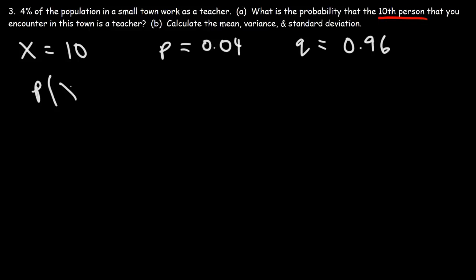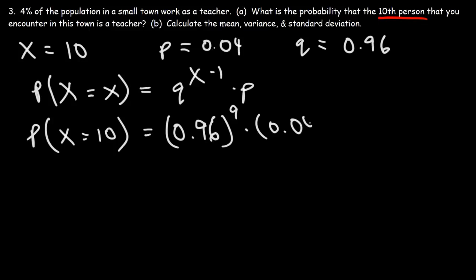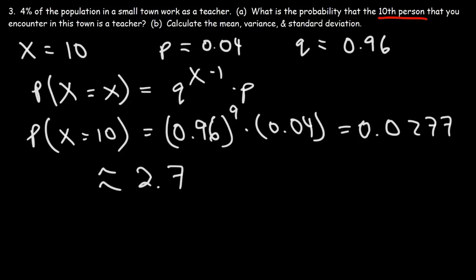Now let's write the formula. So let's replace little x with 10. Q is 0.96. 10 minus 1 is 9. And P is 0.04. So it's 0.96 raised to the 9th power times 0.04. So this is equal to 0.0277. So there's approximately a 2.77% chance that the 10th person that you encounter in this town is going to be a teacher.